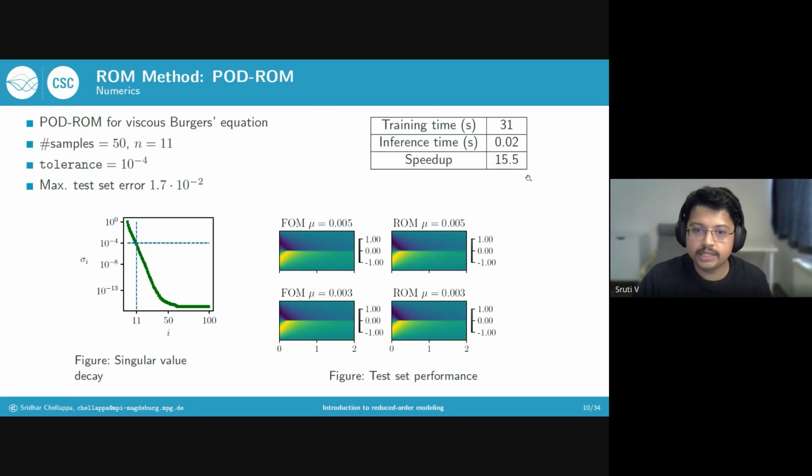So this works very nice for the Burgers equation at least. And the test error that you get is around 1 to 2% on the test set. And here is an example of the test parameter performance at 0.005 and 0.003 respectively. Okay, so that seems Burgers at least works with POD, but of course there are some challenges.